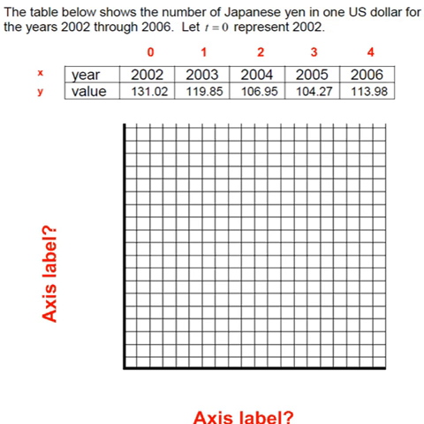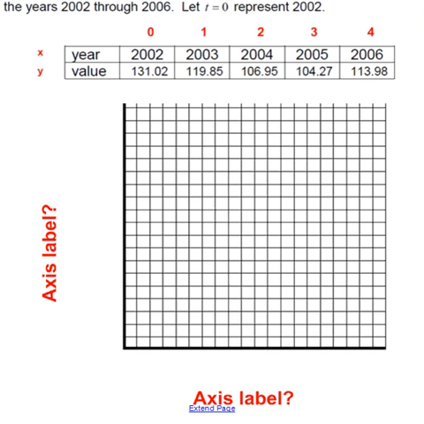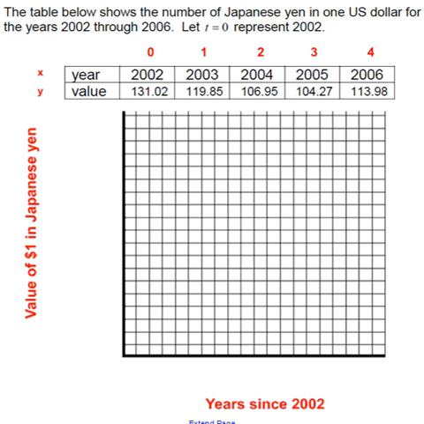So then we need an axis label. So remember, if this is the x value, then our axis label is the year. And since we did the years since 2002, that's what we'll label there. And then the y we said was the value, so that's what we're going to use as the vertical axis label. So here are our labels.